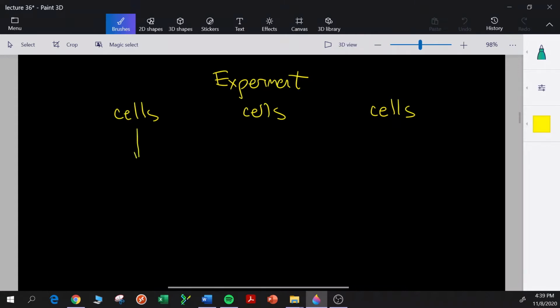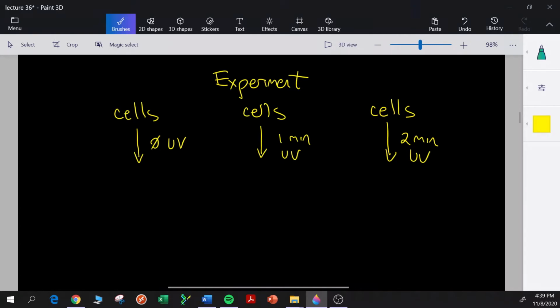Now what we can do is expose the cells to different amounts of UV light. So let's say we have 0 minutes of UV light, and that will be our control for what the CSA messenger RNA levels are in normal cells when they're not exposed to UV light. Let's say we have 1 minute of UV light and 2 minutes of UV light. So 3 samples of cells.